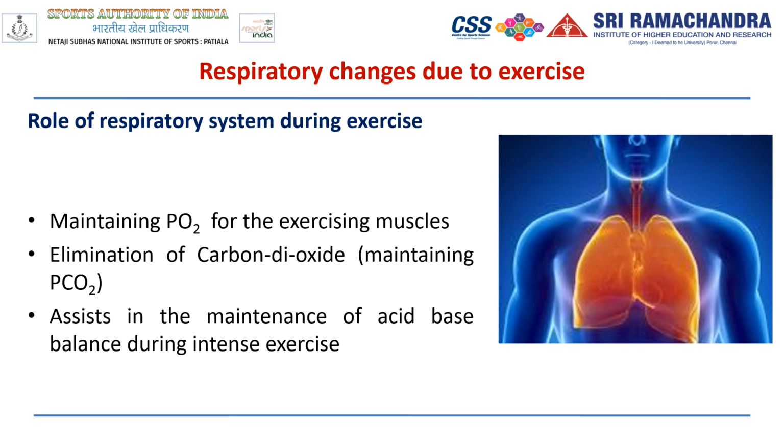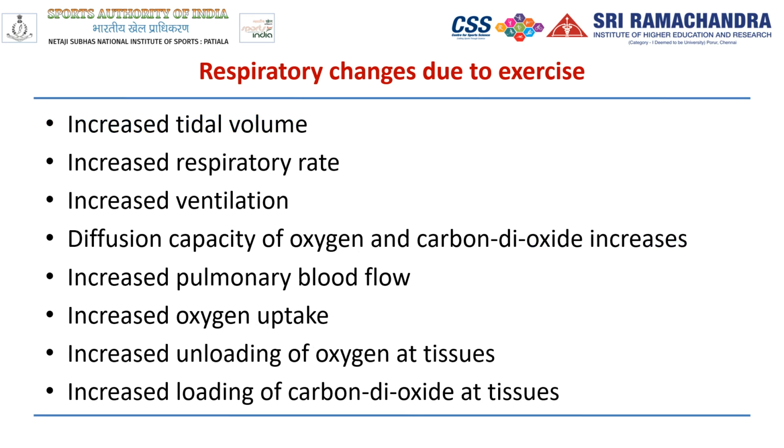Also, the respiratory system helps in the elimination of the carbon dioxide, which is produced due to metabolism of the skeletal muscle, thereby maintaining the PCO2 levels. It also assists in the maintenance of the acid base balance during intense exercise. So, what are the changes the respiratory system undergoes in order to produce all this?